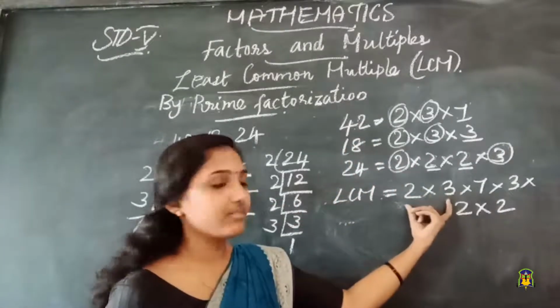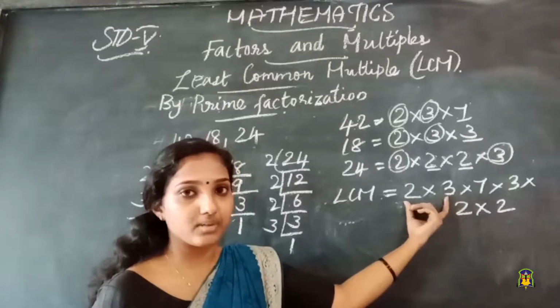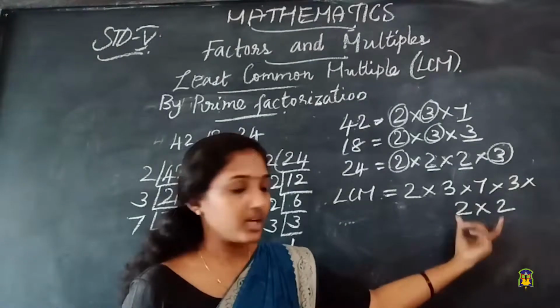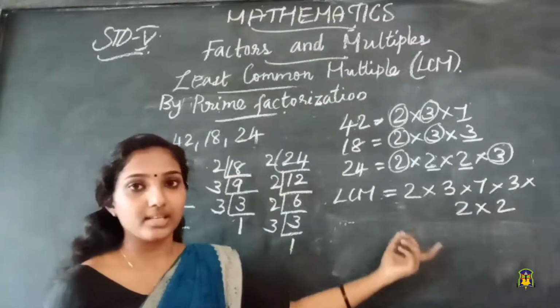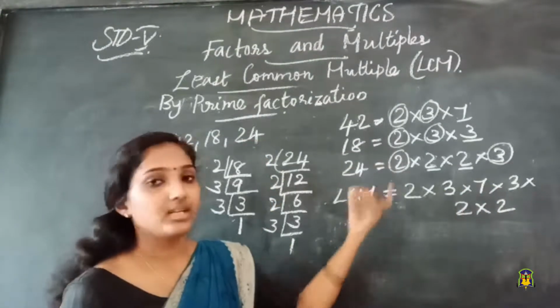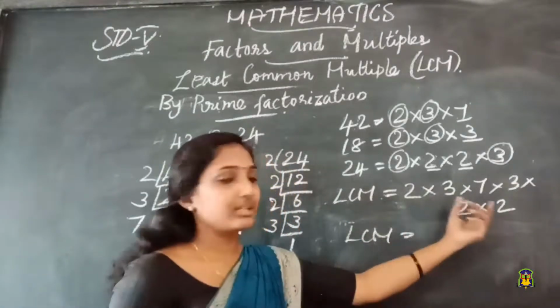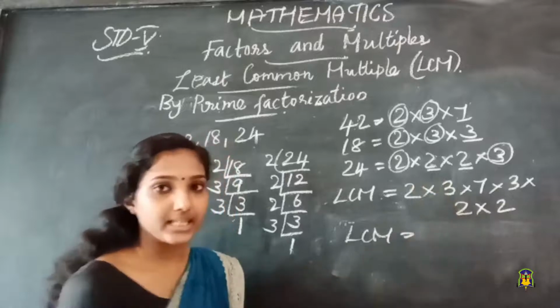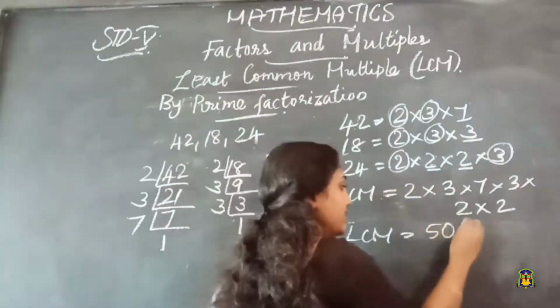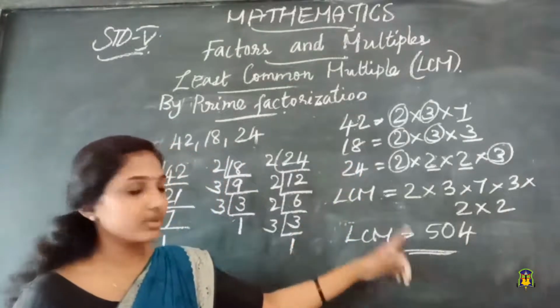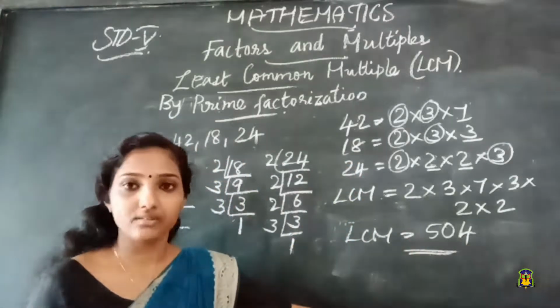First we wrote the common prime numbers, then we wrote the uncommon prime numbers. On multiplying all these, we get the LCM of these 3 numbers. So the LCM is equal to, on doing the multiplication, 504. So the LCM of 42, 18 and 24 is equal to 504.